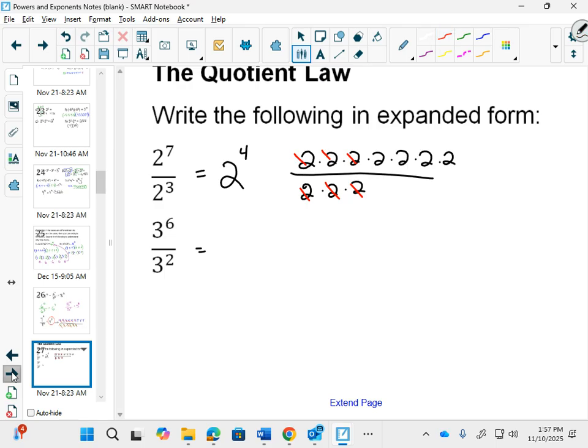What's this one going to equal? How many 3s would you be left with? 4. What if I had more on the bottom? You see all the 3s on the top would cancel out, leaving you with just 1. How many 3s would be left on the bottom? 3 left on the bottom.